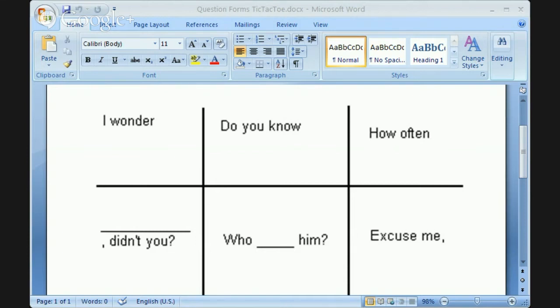Whereas, conversely, when we ask a closed-ended question or yes or no question, our voice should rise on the final syllable or possibly syllables of the sentence. For example, did you have breakfast today? Today rises. That's a yes or no question. It's called the closed-ended question.